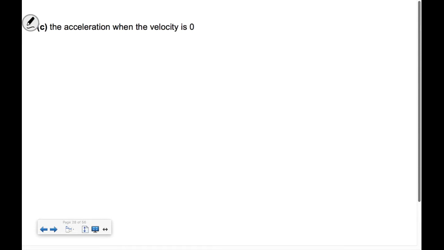So the acceleration when the velocity is equal to 0. First we want to know, when is the velocity equal to 0? So we're solving v of t equals 0. V of t was 3t squared minus 3. We set it equal to 0. Can you do this in your head? t equals plus or minus 1.